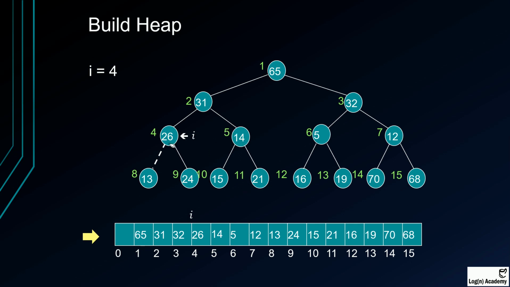Next is index 4 and it is 26. Now as you can see, 26 is greater than 13 and 26 is greater than 24, right? 26 is greater than both the values. Now here we will have to be careful and decide which one is the least one, right? So 13 is the least one, so we will swap this with 13.